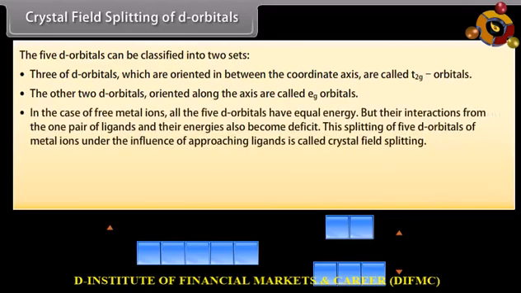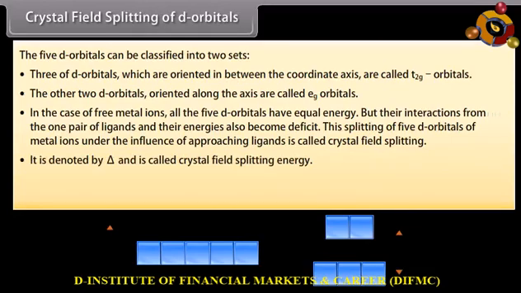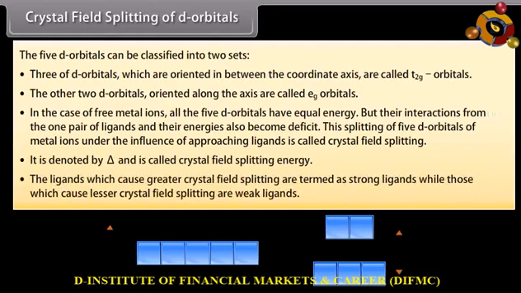In the case of free metal ions, all the 5 d orbitals have equal energy, but on interaction with ligands their energies become different. This splitting of 5 d orbitals of metal ions under the influence of approaching ligands is called crystal field splitting. It is denoted by delta and is called crystal field splitting energy. The ligands which cause greater crystal field splitting are termed strong ligands, while those which cause lesser crystal field splitting are weak ligands.